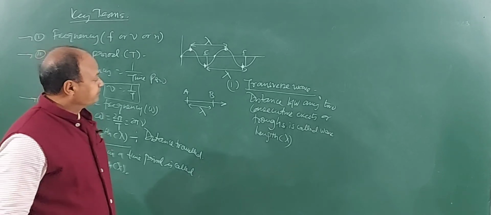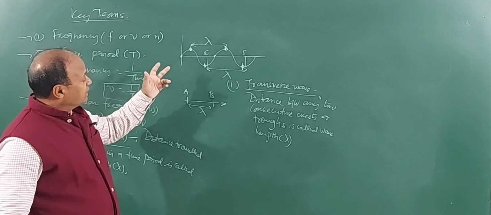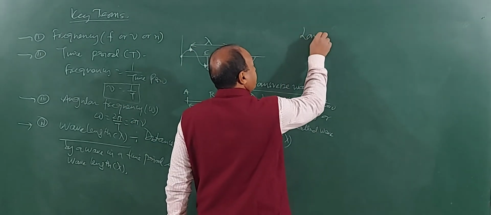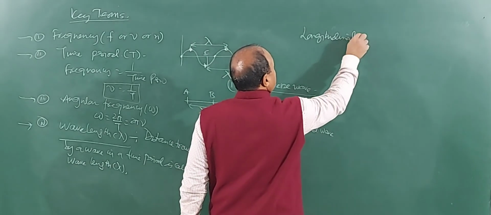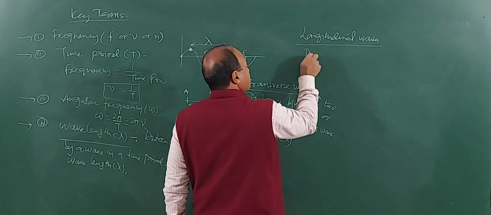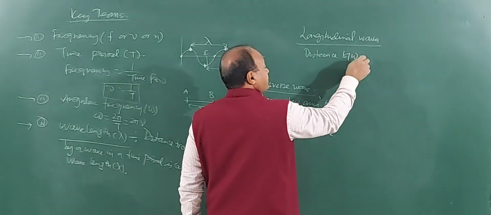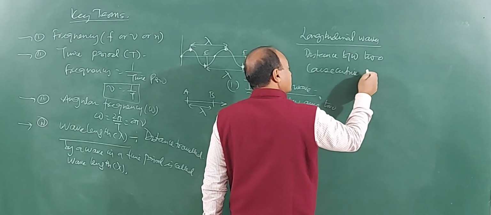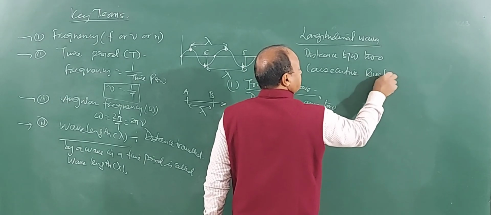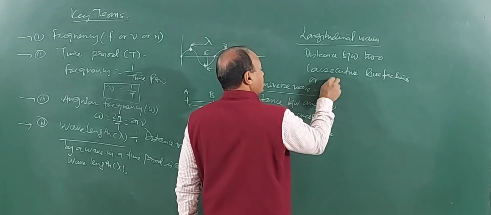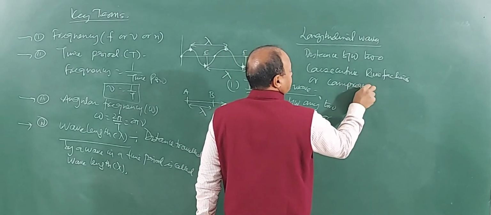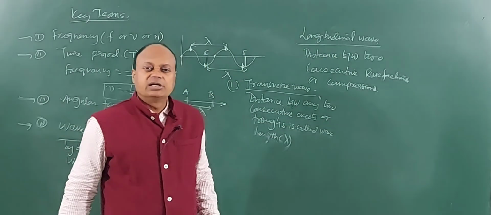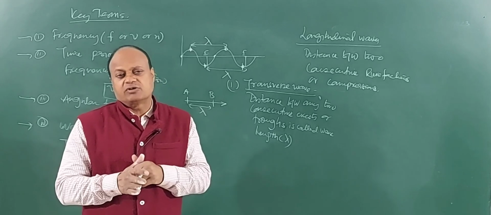We can consider another example. If we take the case of longitudinal waves, then for longitudinal waves, the distance between two consecutive rarefactions or compressions is the wavelength. If we consider the case of a longitudinal wave, then the distance between any two consecutive compressions or rarefactions is called wavelength.